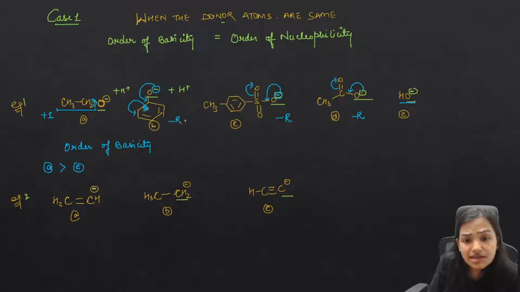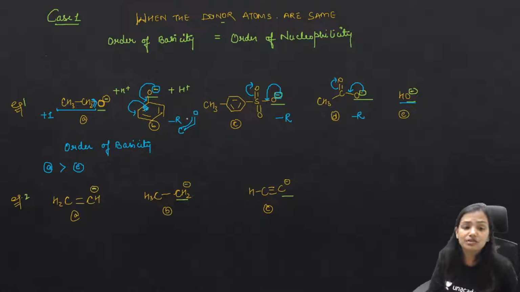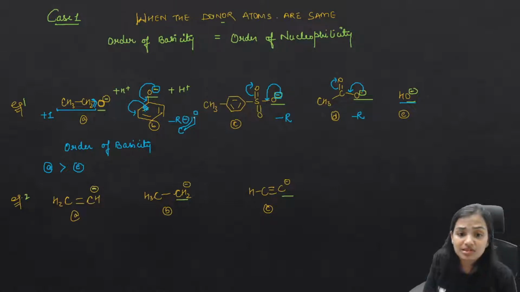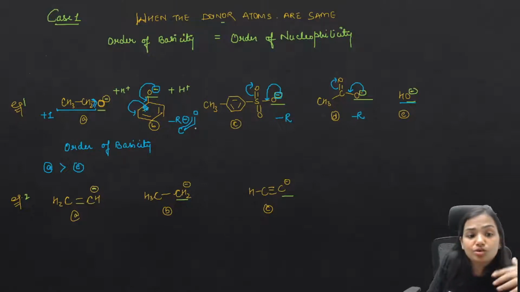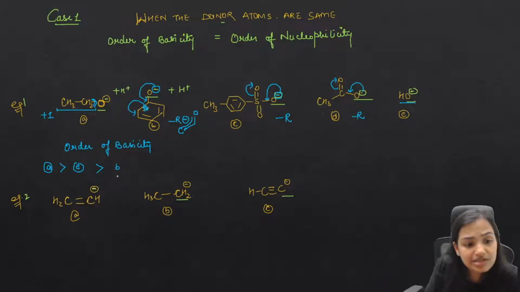Why? Because here also we are having a resonance, but the resonance is over the oxygen and the carbon, so it is less stabilized. Less stabilized means it's a good base. So after this I can say that B is going to be more basic, because it is less resonance stabilized. If after B you will see, we can say that D is the right answer.